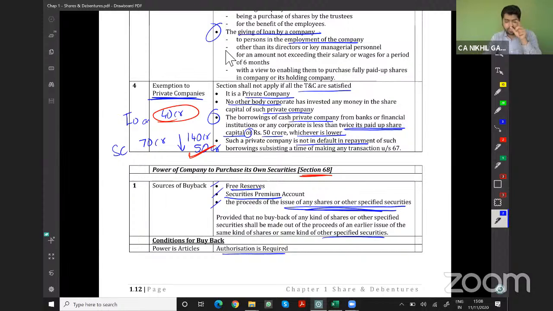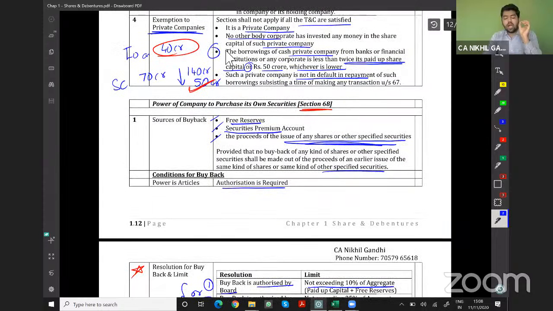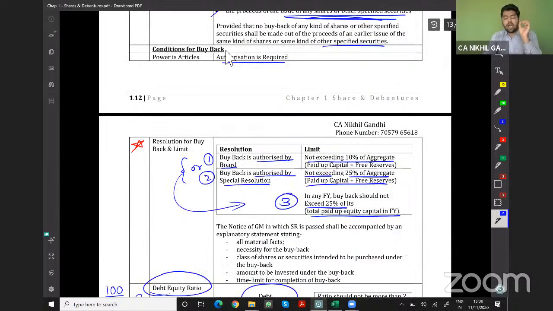Repayment of any loan. Power of company to purchase own shares is under section 68. Please remember this section 68. Resources are free reserves, securities premium and issue of other securities. Condition is authorized by articles. Limit: if you have done it with the help of board resolution, the limit is maximum 10%. If special resolution is passed, the limit is 25%.